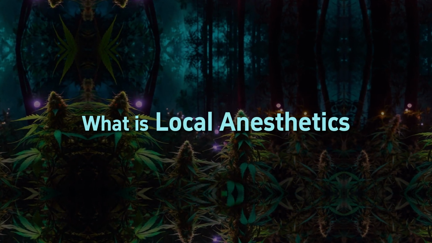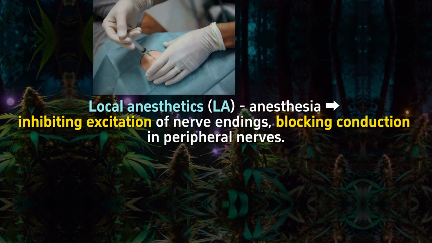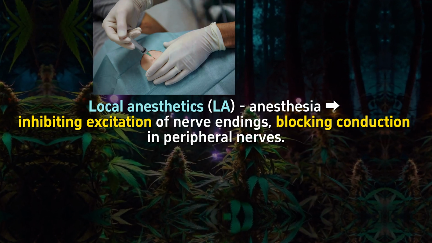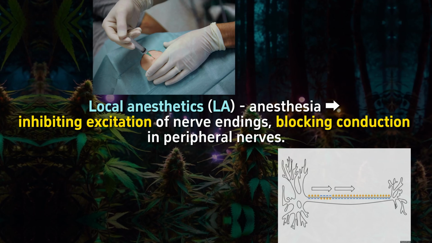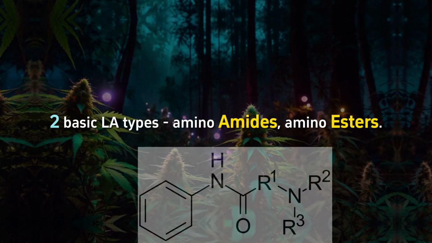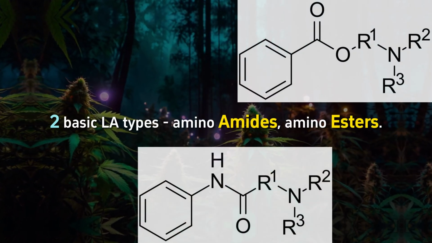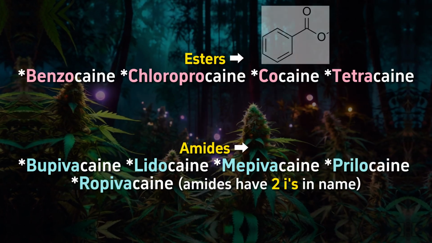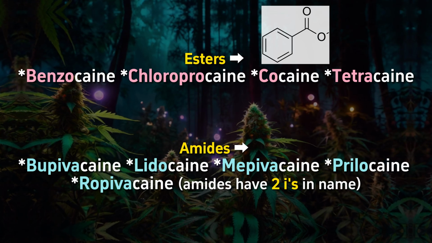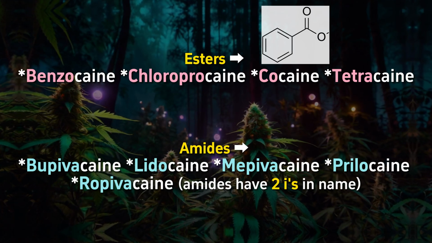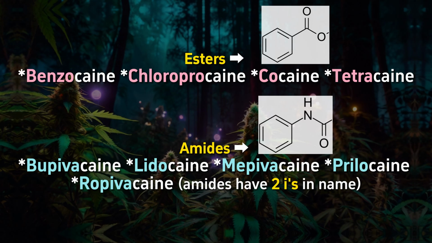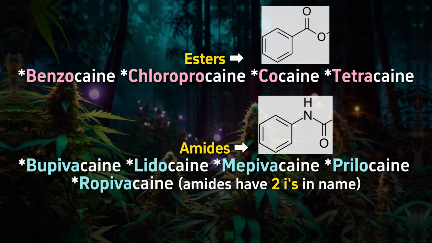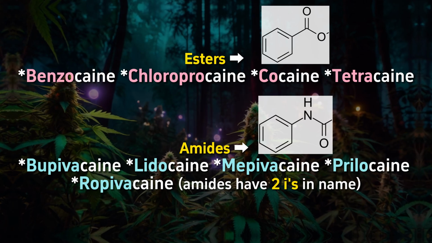What are local anesthetics? Local anesthetics produce anesthesia by inhibiting excitation of nerve endings or by blocking conduction in peripheral nerves. Two basic types of local anesthetics exist: the amino amides and the amino esters. Amino ester types include benzocaine, chloroprocaine, cocaine, and tetracaine. Amino amide types include bupivacaine, lidocaine, mepivacaine, prilocaine, and ropivacaine.